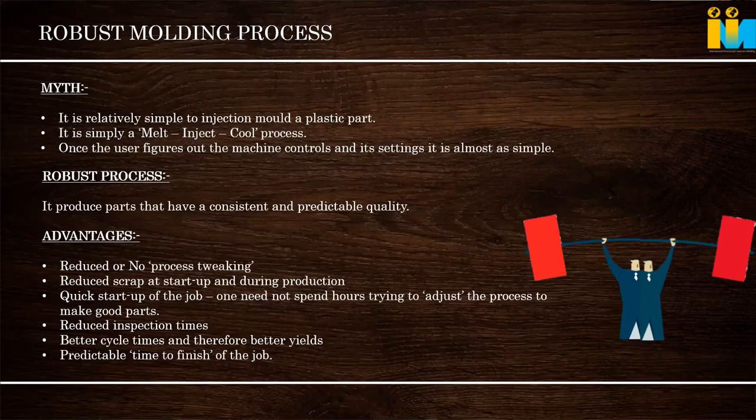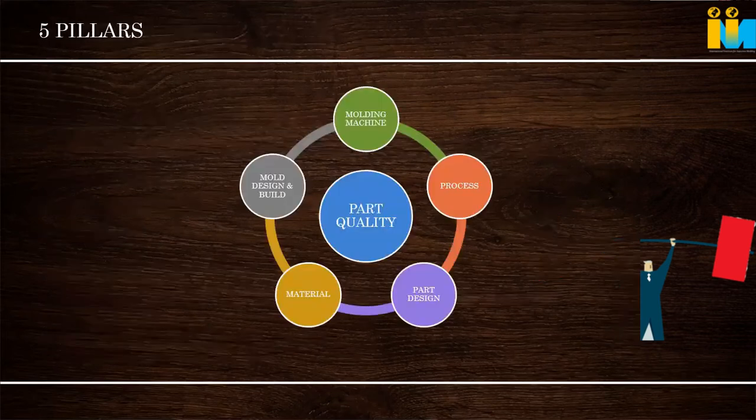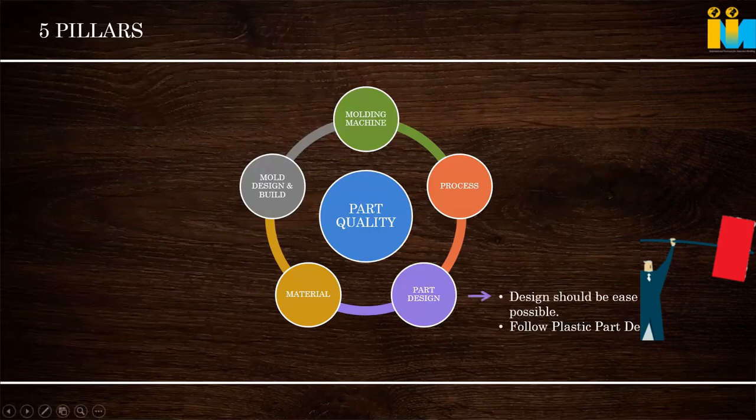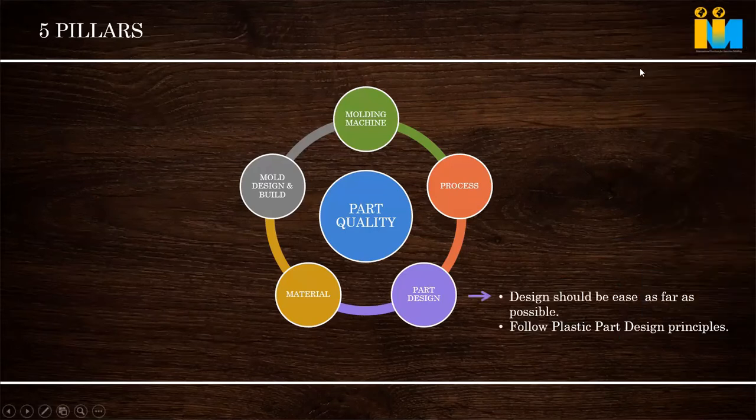And what is a robust process? A robust process is a combination of all the things. It requires a good part design. What is a good part design? A good part design is a part which should be as easy as possible. It should not have multiple complications. Then we should follow all the plastic part design principles: the thickness of the boss, the base thickness of the part. All this comes under product design.